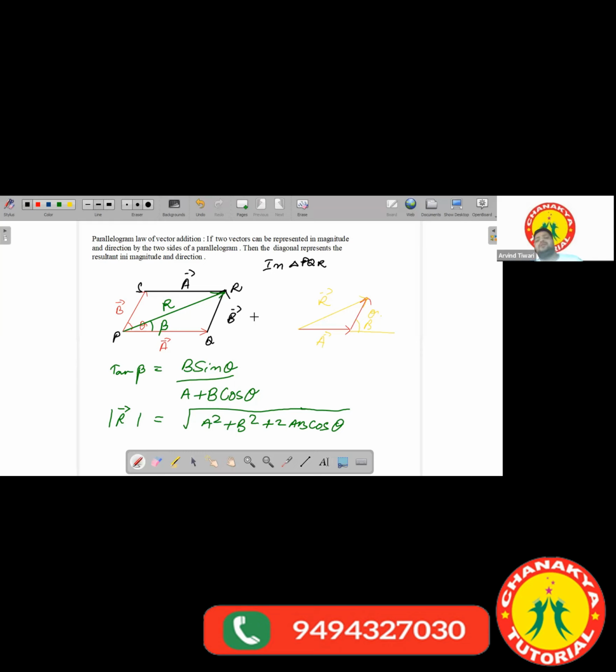So Shreya, as you can see, the parallelogram law of vector addition states that if two vectors can be represented in magnitude and direction by the two sides of a parallelogram, then the diagonal represents the resultant in magnitude and direction. So here we have taken the vectors A and B, which are co-initial. And now if you draw a diagonal, the diagonal represents the resultant.